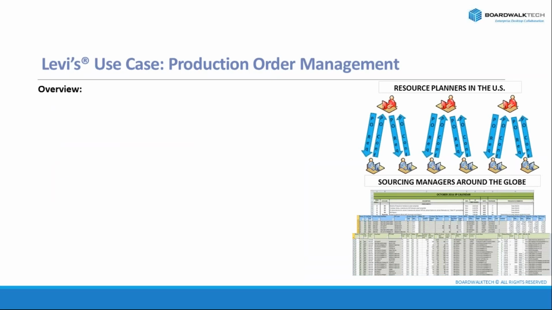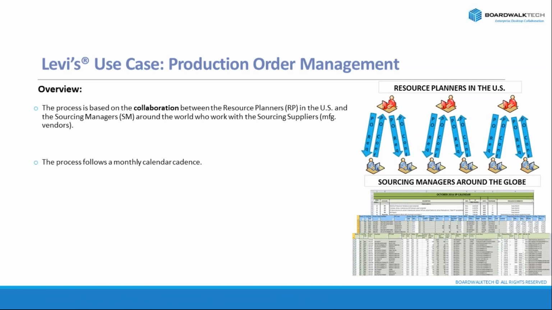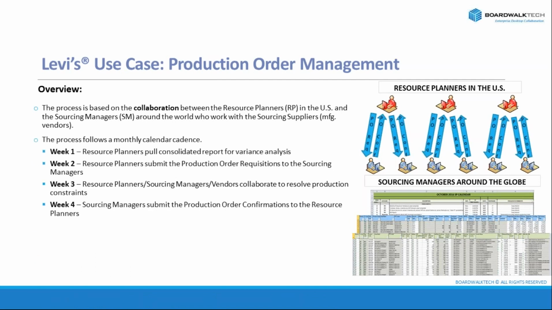So Levi's process is centered on the exchange of information between the resource planners in the United States and the sourcing managers located in several countries where we source production. The sourcing managers, in turn, work directly with our vendors to capture and negotiate the production capacity and schedules. The collaboration process follows a published monthly calendar where each team member has activities with specific deadlines by week.